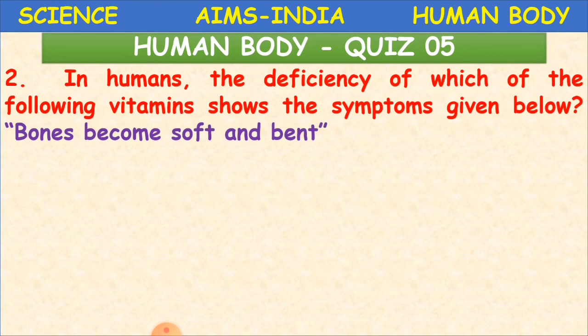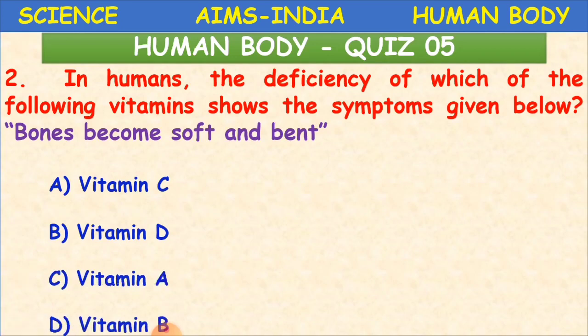Now the second question. In humans, the deficiency of which of the following vitamins shows the symptoms given below? Bones become soft and bent. So if a vitamin is not present in our body, then what will happen to our bones? They'll become soft and bent. Because of the deficiency of which vitamin does this situation occur? Is it vitamin C, vitamin D, vitamin A or vitamin B? Yes, children, what is it? It is vitamin D. Vitamin D is very important for bones.